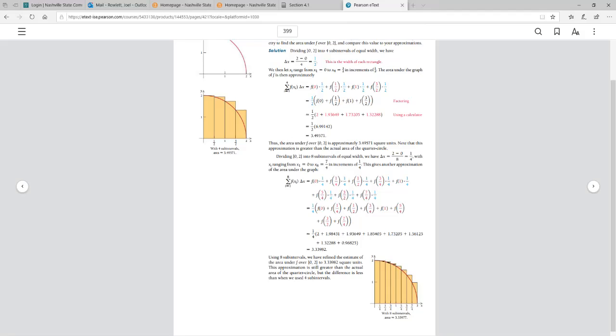So what if they went back and did 16 rectangles or 32 rectangles or 256 rectangles? Well, then the amount of error would almost be 0 here, and that would get us closer and closer to the area under the curve.